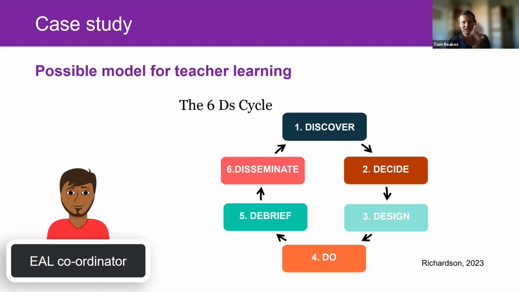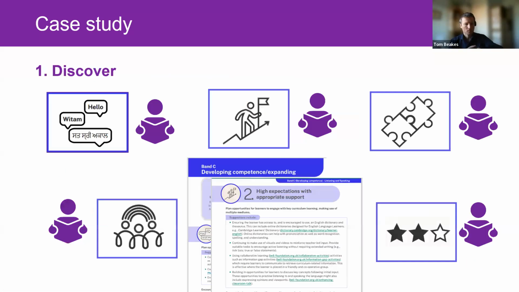So our gallant EAL coordinator wants to use this 6D cycle for his school. He's been liaising with the head of school and the heads of year, and they've decided to try out this model. So first of all, in order to discover what to focus on, they decide to put the teachers in small groups during one of the weekly inset sessions.